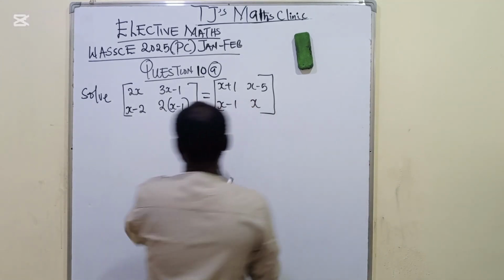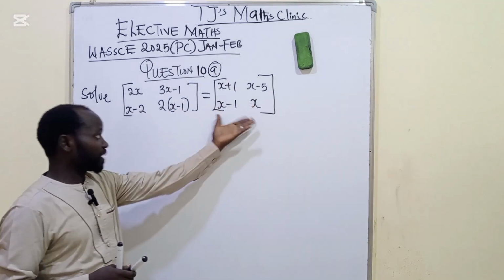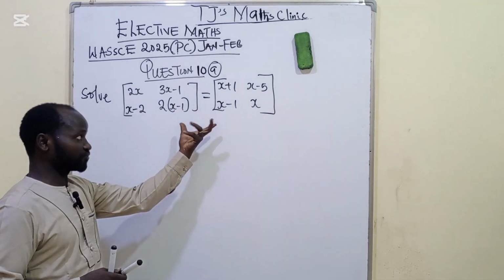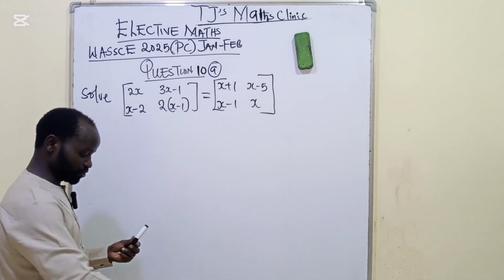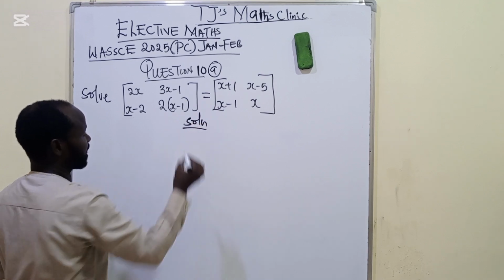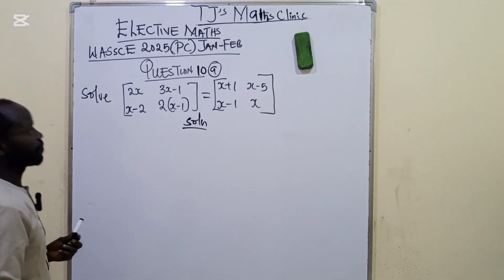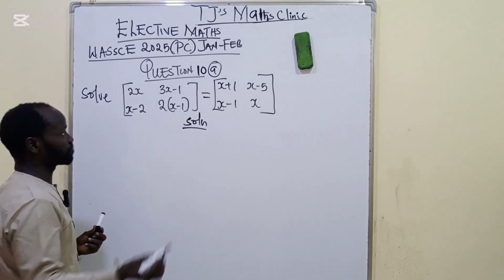We are asked to solve. This is a 2 by 2 matrix equals a 2 by 2 matrix, from matrices and determinants. Let's write down the solution. To find the value of x, we have to find the determinant of the 2 by 2 matrix, which is this.